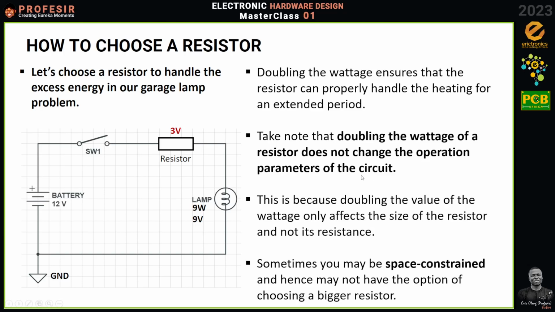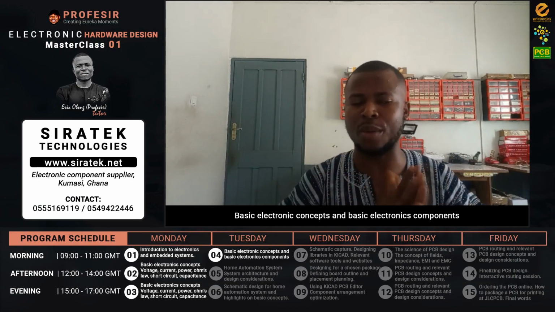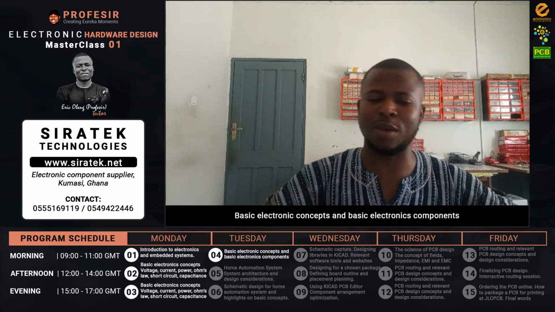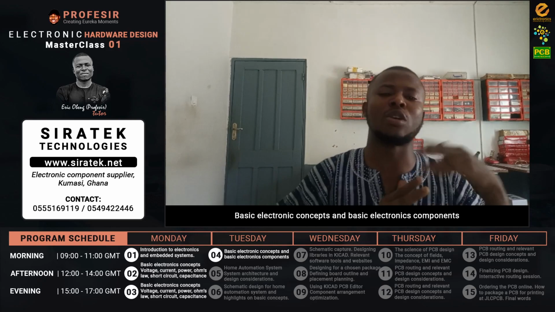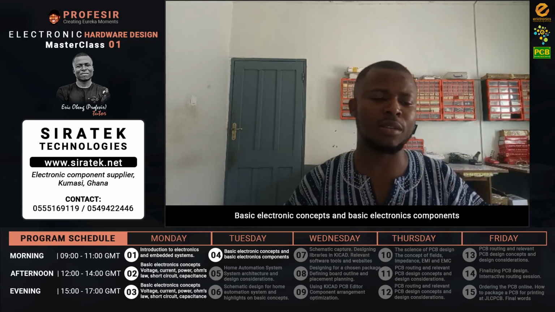So that is the end for this session. We will end here. In the next sessions, we are going to look at other components. We will specifically look at capacitors. Now, for the rest of the components that we'll be talking about, I'm not going to go into details about them. It's going to be their circuit functions, right? So I may not even use PowerPoint, or I may.